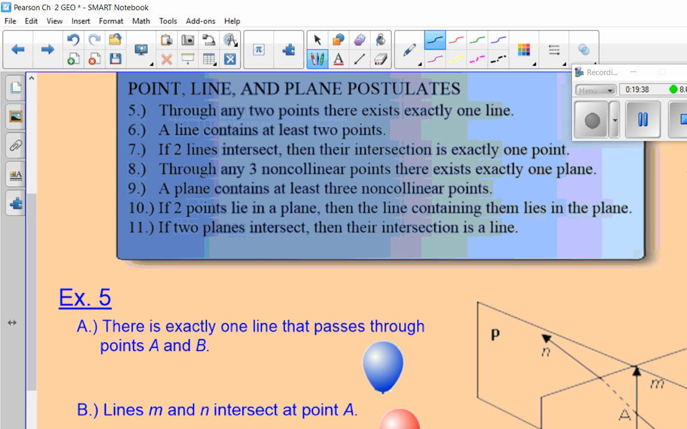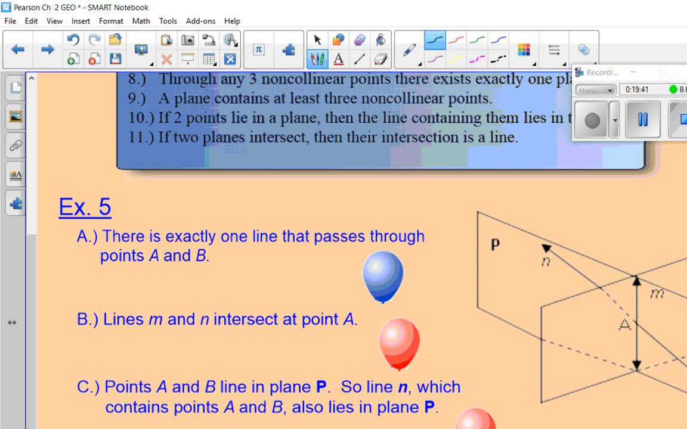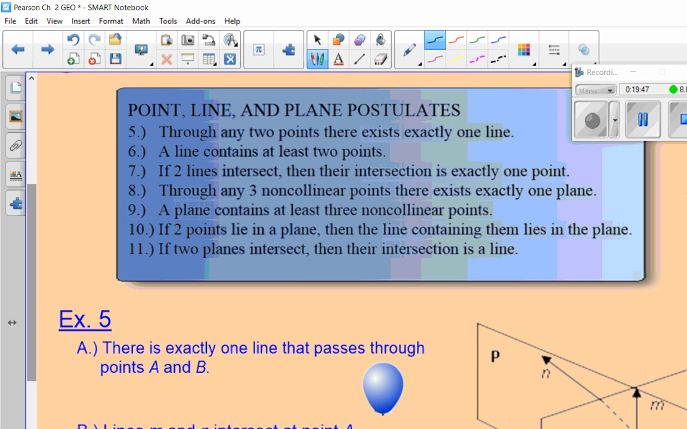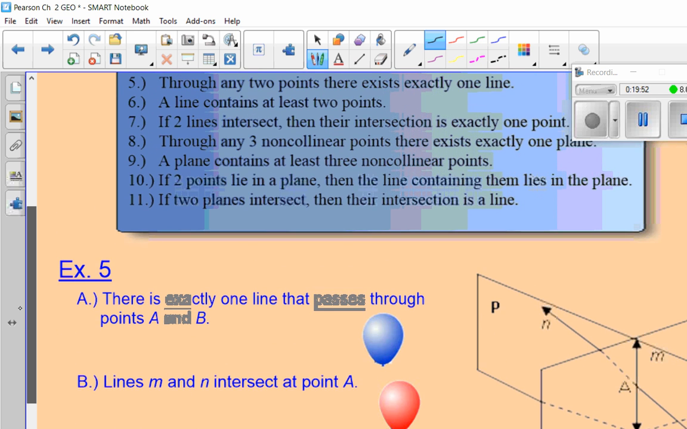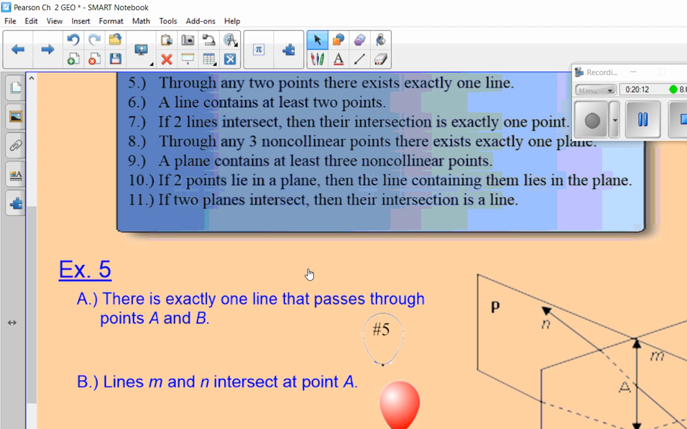Example number 5. What we want to do here is take these postulates we have up here and read the statement they give us in these examples, and then figure out which one goes with which question. There is exactly one line that passes through points A and B. So going up and looking at these 7 things, which one would it be? And it would be number 5. Lines M and N intersect at point A.